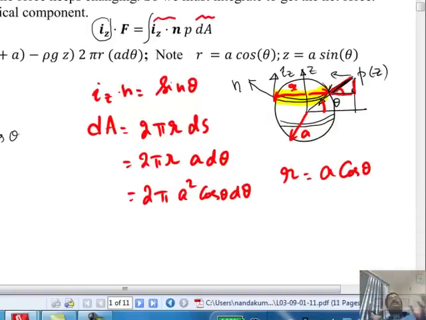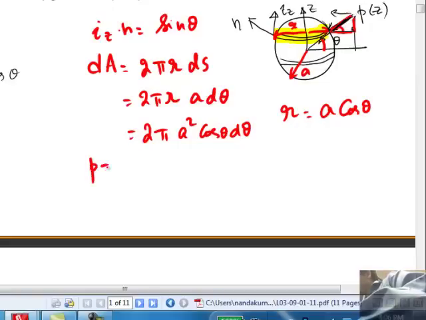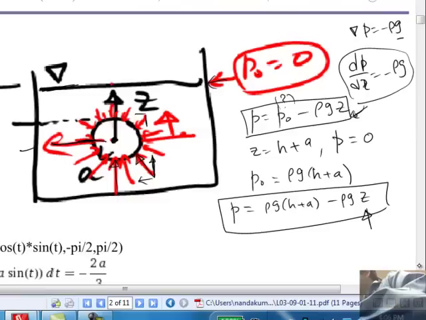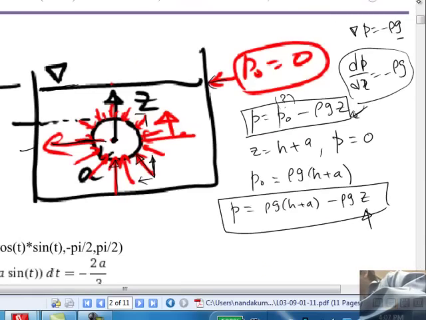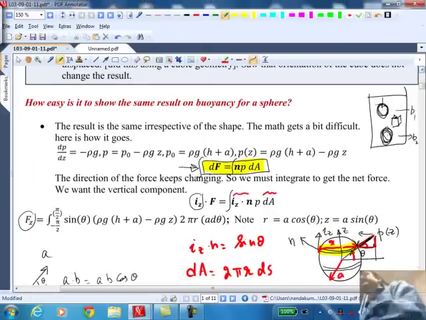The last is the expression for pressure, which we already figured out. And that expression is P is equal to, what was it? Rho g h plus a minus rho g z. Rho g h plus a minus z. But what is z in terms of theta? z is a sine theta.